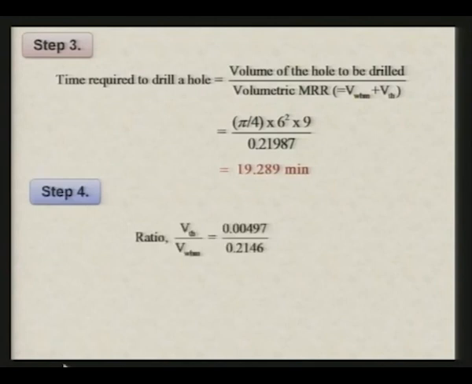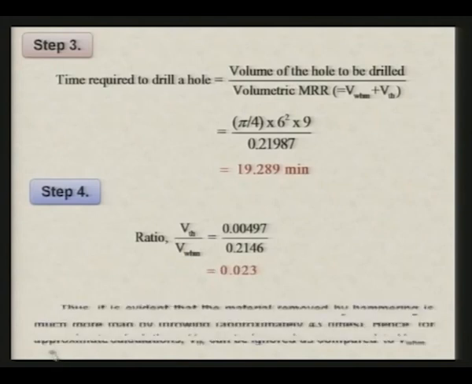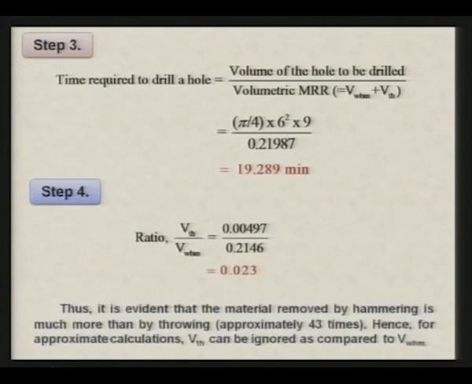We can also find out the ratio of VTH and VWHM, and by substituting these values of VTH and VWHM, we get the ratio as 0.023. Thus, from this value of 0.023, it is evident that the material removed by hammering is much more than by throwing, approximately 43 times. Hence, for approximate calculations and for all practical purposes, volume removed by throwing model can be ignored as compared to the volume of material removed by hammering model.